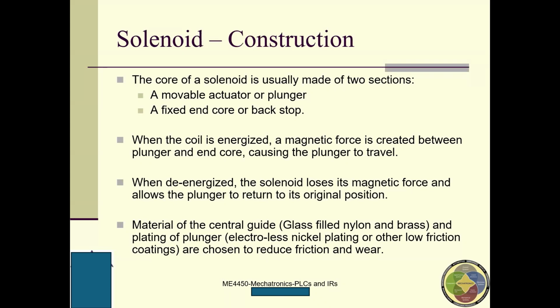The material of the central guide is usually glass-filled nylon and brass, and for the plating of the plunger, electroless nickel plating or other low friction coating is chosen to reduce friction and wear. We know that the plunger will be translating, traveling within this housing. So how to minimize the friction between the plunger and this coil depends upon what material you are using.